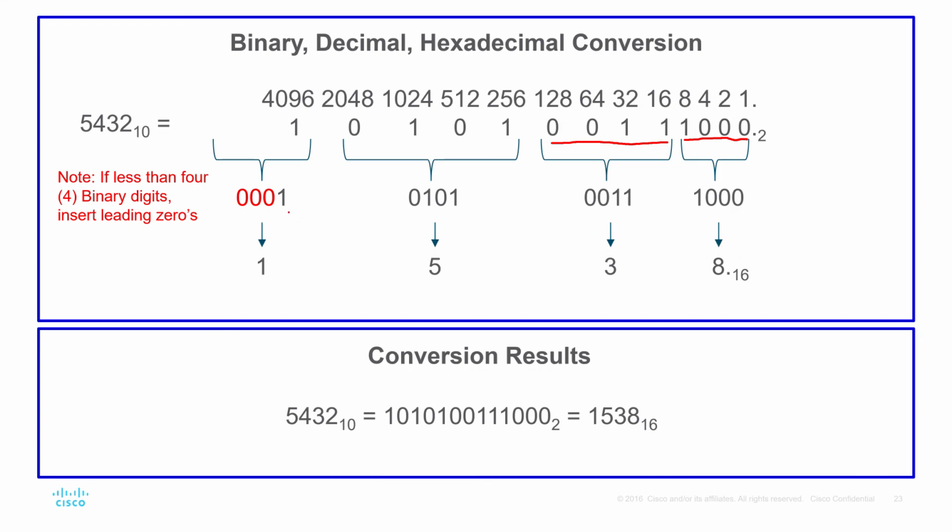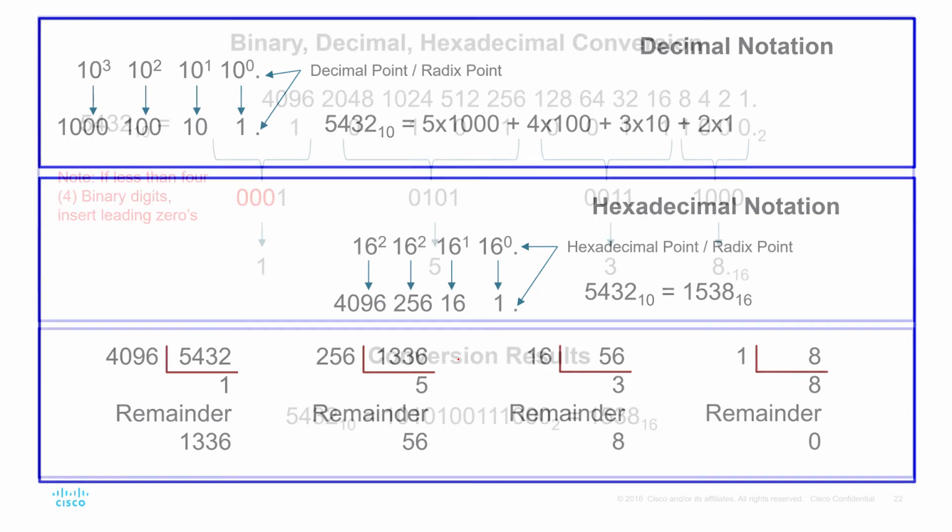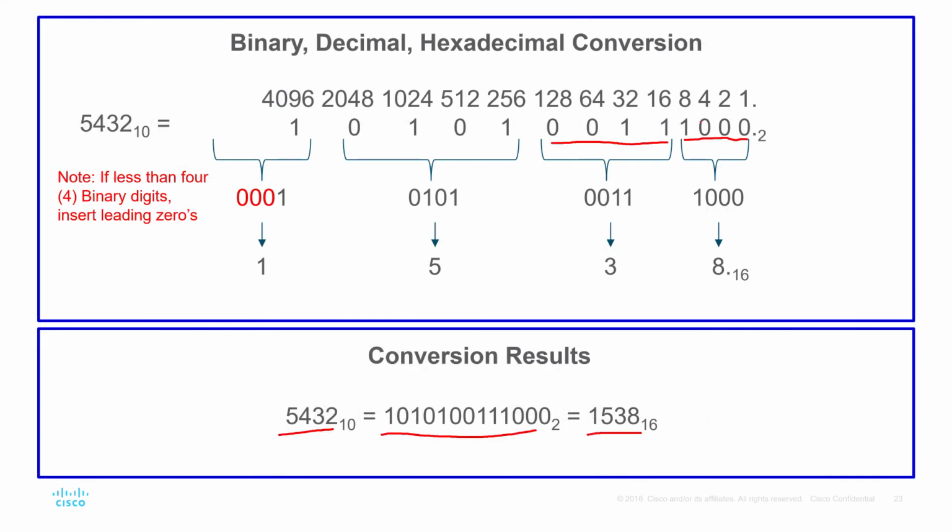And as we can see, reading each group, 0001 is 1, 0101 is 5, 0011 is 3, 1000 is 8. So we've converted from a decimal to a binary to a hex. Both systems work, as we saw on the previous slide, but it is much easier using this method.